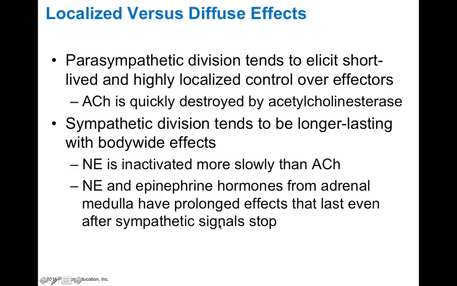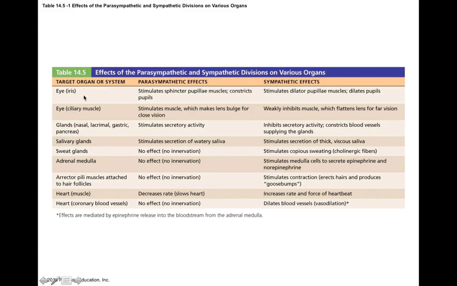And they're more widespread because these sympathetic hormones spread all throughout the body as a hormone through the bloodstream, rather than having localized effects from only being released by the nerve terminal, which is the case with acetylcholine. So in terms of sympathetic and parasympathetic effects here, we can compare the two.